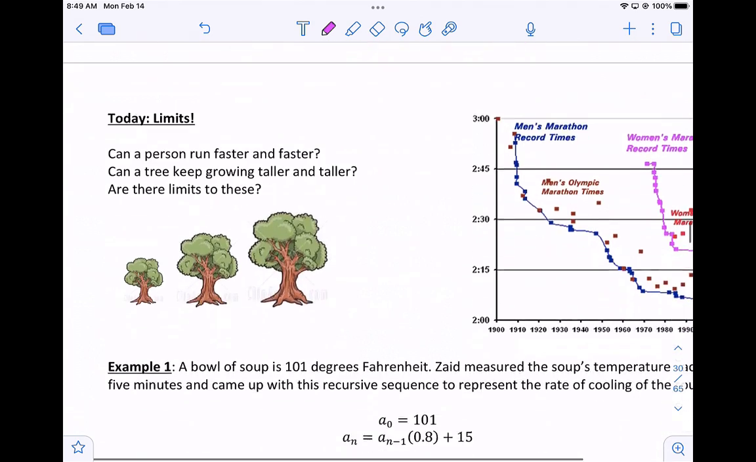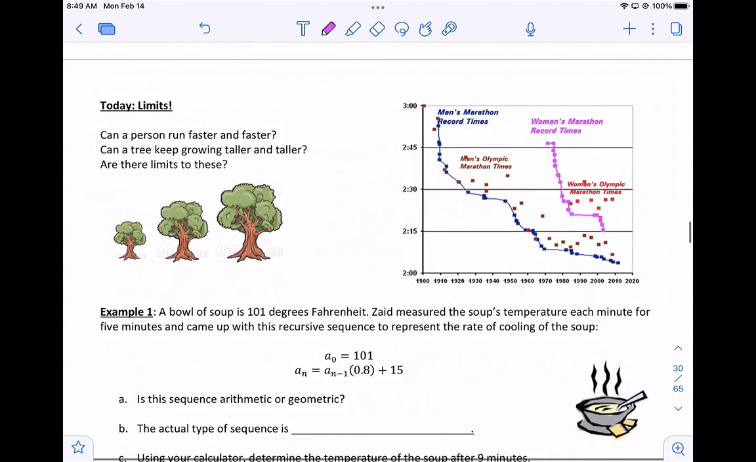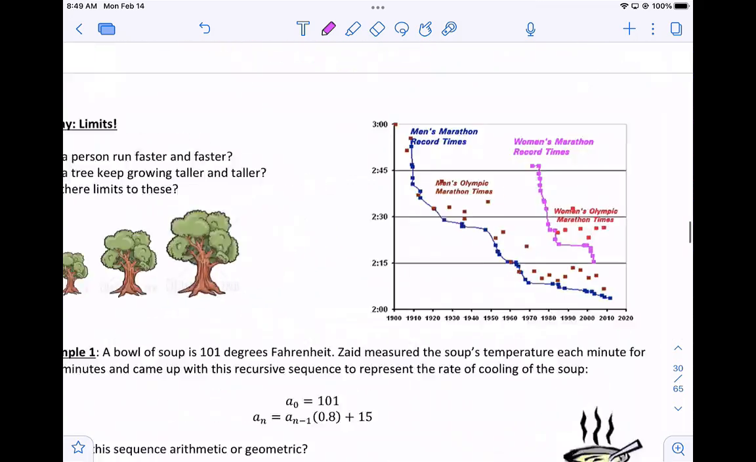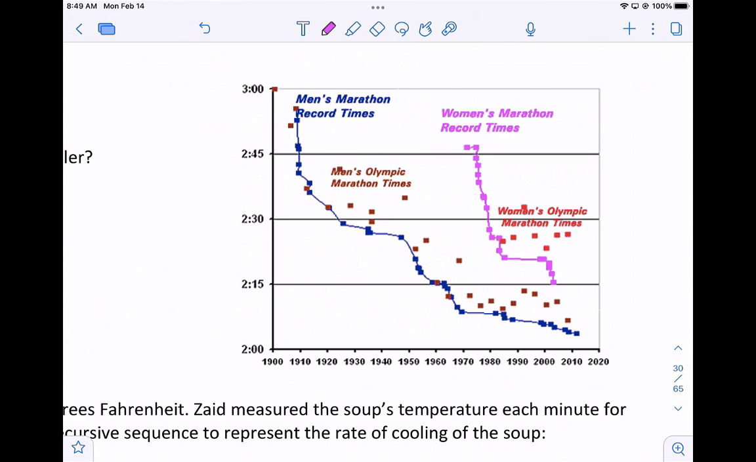All right, let's take a look then at limits. So questions to think about. Can a person run faster and faster? Can a tree keep growing taller and taller? Or are there limits to these? So here's a tree. Is it growing taller? Does it ever stop? Here's men's marathon record times and women's marathon record times over time.